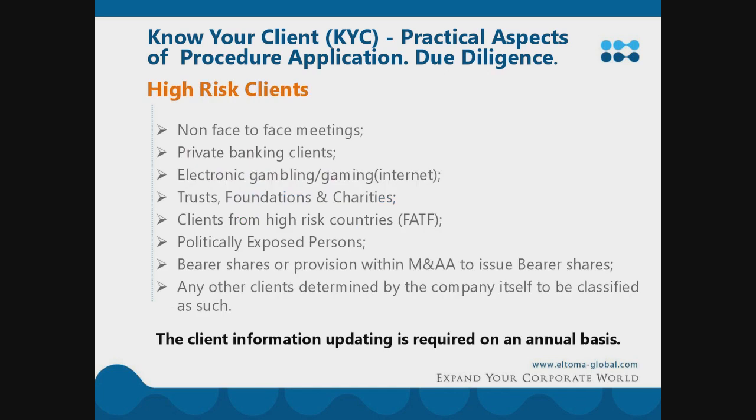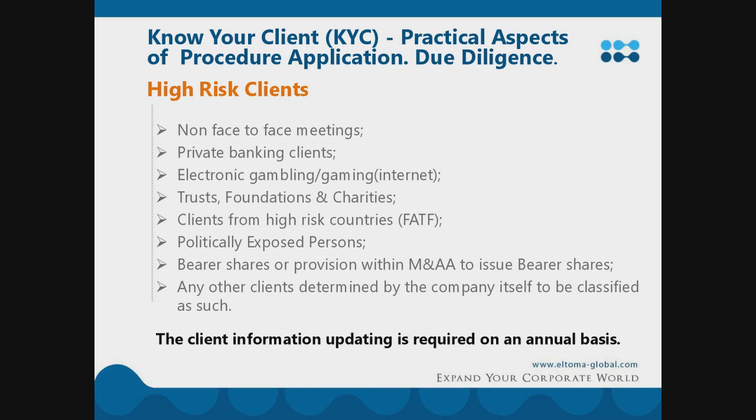So we will start from high risk clients. Who are high risk clients? First of all, it's clients that you could not see alive, for example, face to face. If you could not see a client face to face, definitely this client should be identified as a high-risk client. Also, private banking clients, clients involved in electronic gambling and internet gambling, trust foundations, charities, and clients from high-risk countries. For example, the list of high-risk countries produced each year by FATF. For now, there are 11 countries.